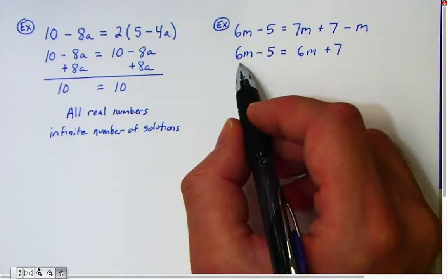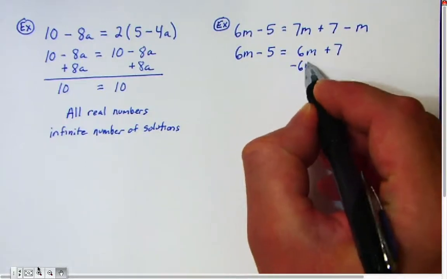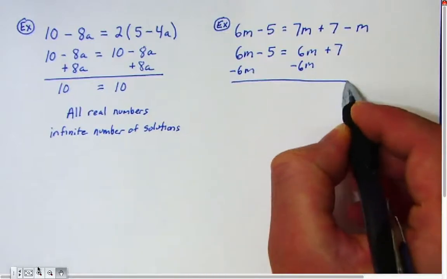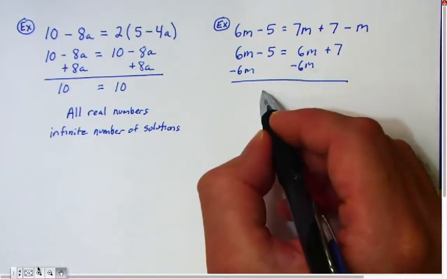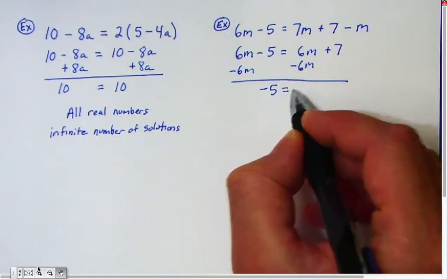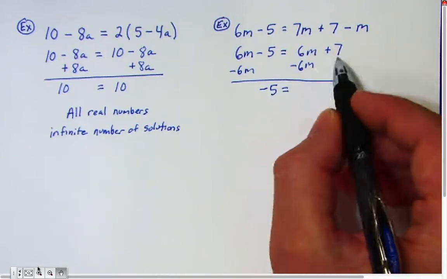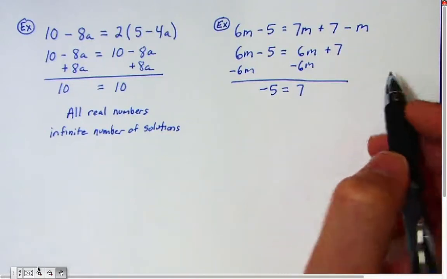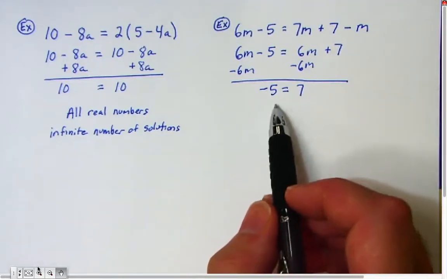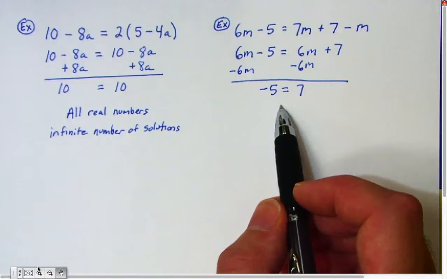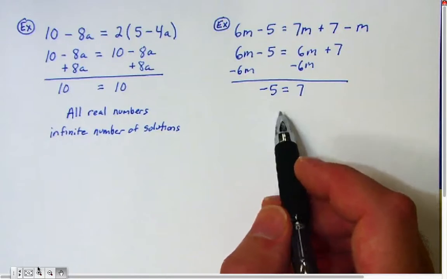And we have 6m here and 6m here. Let's subtract 6m from each side. Here we have minus 5 or negative 5 equals, and here we have 7. Negative 5 equals 7. When you have a situation like this one, where you solve this problem and you end up with a statement that's not true, such as negative 5 equals 7, then that means that there is actually no solution to this problem.